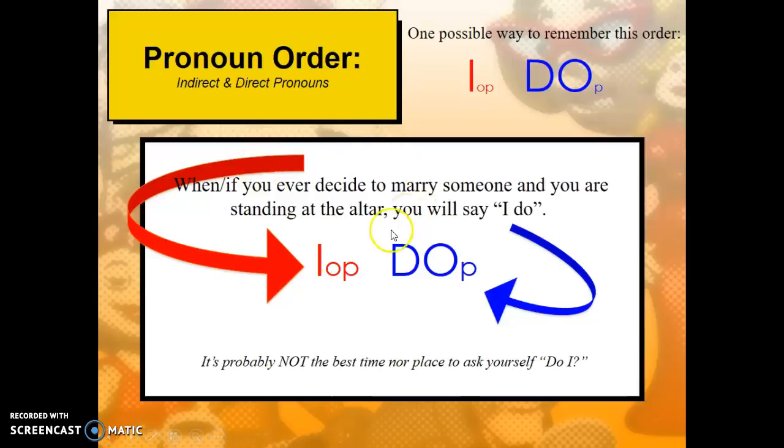And this is a great way to remember it. One possible way to remember this order is "I do." You can put IOP with the OP small and then DOP with the OP small, I standing for indirect object, DO for direct object. I do. When or if you ever decide to marry someone and you are standing at the altar, you will say, I do. It's probably not the best time nor place to ask yourself, do I? So think when you get married, you say, I do. Indirect always comes before direct. You never want to say, do I? At a wedding. That's probably not good.